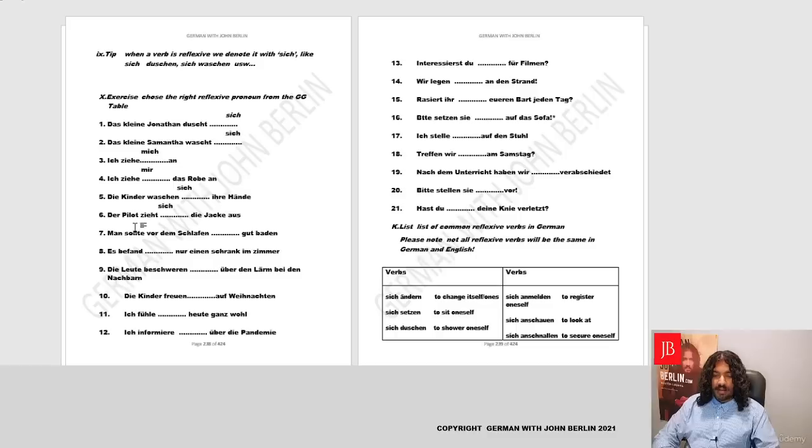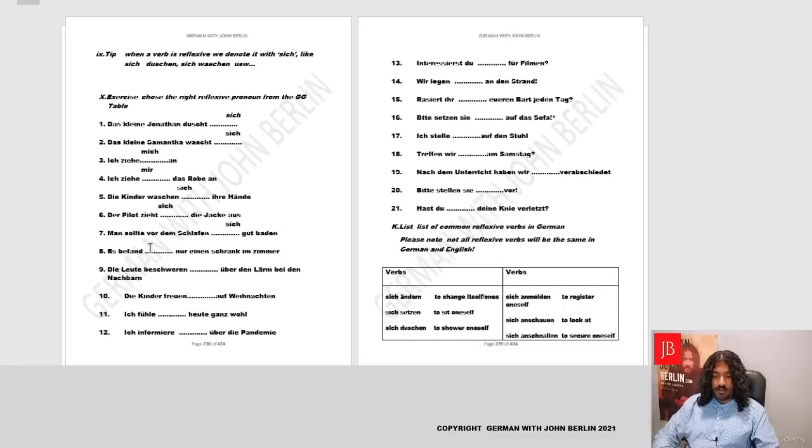Dativ sich. Man sollte vor dem Schlafen dash gut baden. So basically what or whom should he, what is baden? Bath himself. Yes, one should bath himself. That is sich. For man, it's third person, we'll use sich, accusative.